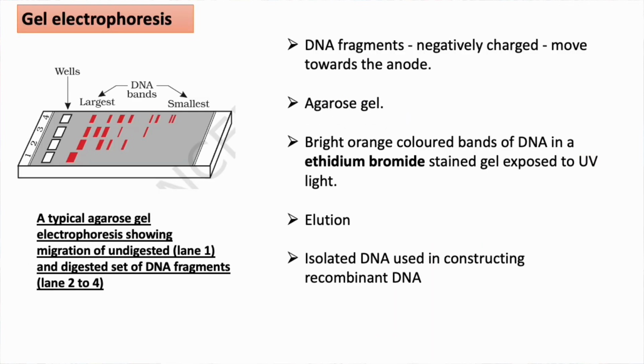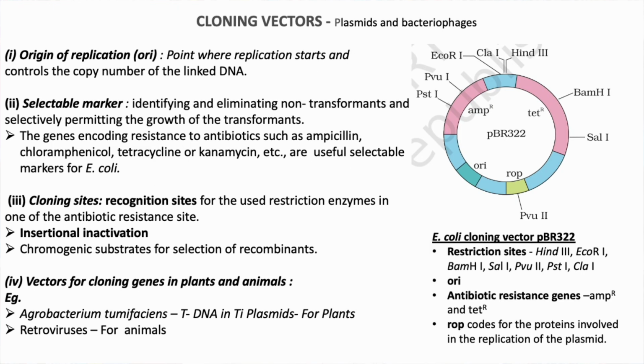After that, we learned gel electrophoresis. The picture of gel electrophoresis is also an important diagram. After that, we learned the characteristic features of cloning vectors, where we learned the cloning vector pBR322, learn to draw pBR322 and all the labelings in pBR322, especially the recognition sites and the antibiotic resistance gene in it.